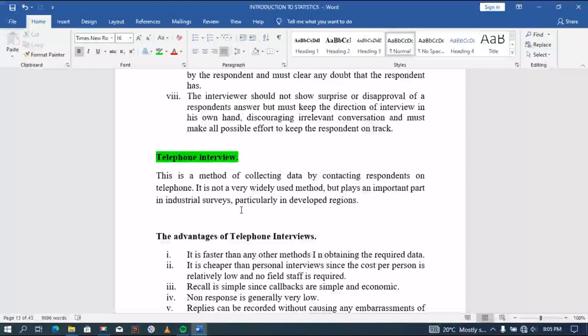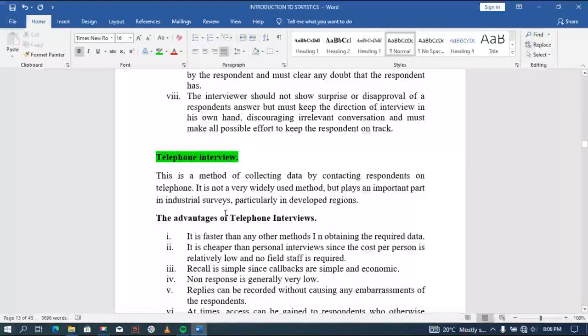So I find that sometimes if the respondents are geographically distanced, whereby the interviewer may not have the costs to meet the interviewee physically, then a telephone interview would be suitable, given that it would be less costly compared to the other physical or personal interview.